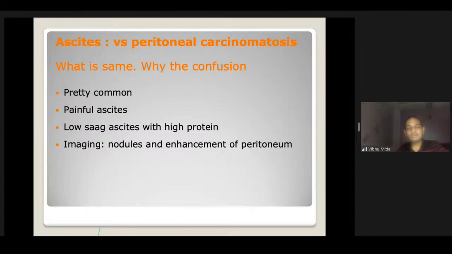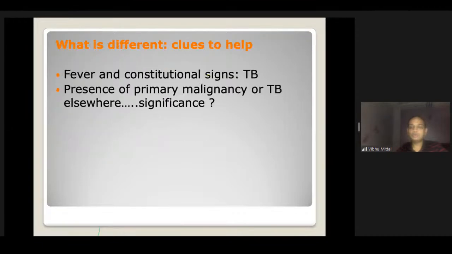So why is there confusion? Well, both of the diagnoses are pretty common to start with. Both present as painful ascites, low SAAG ascites with high protein, and in imaging you end up finding nodules with enhancement of the peritoneum. So sometimes it is difficult, especially in individuals who are 40ish or more, to differentiate from peritoneal carcinomatosis, and you would not like to miss this diagnosis.